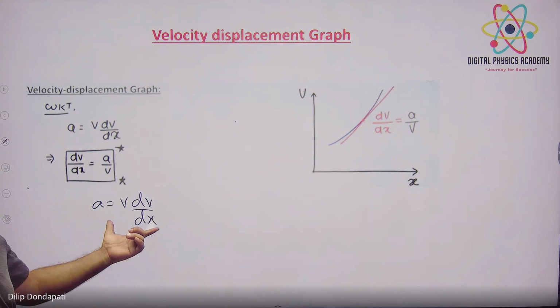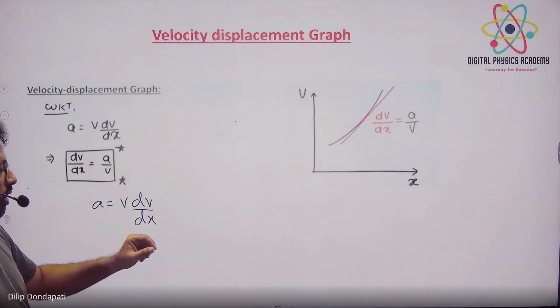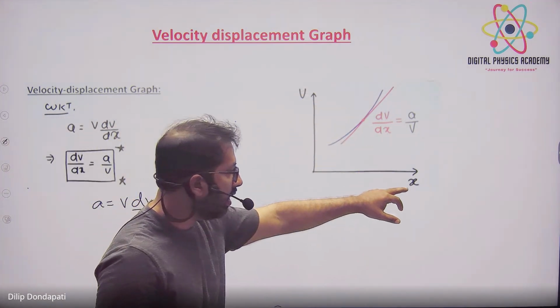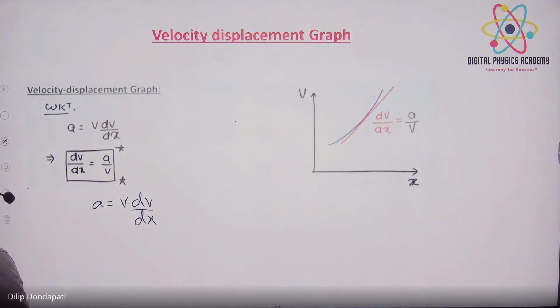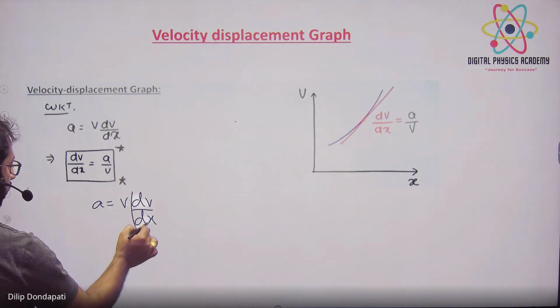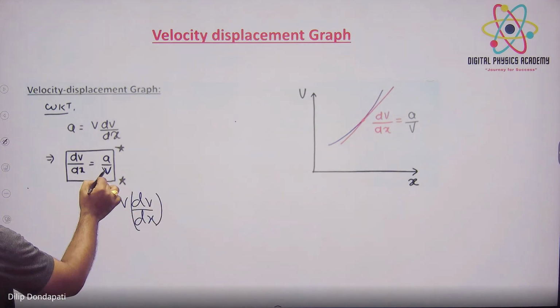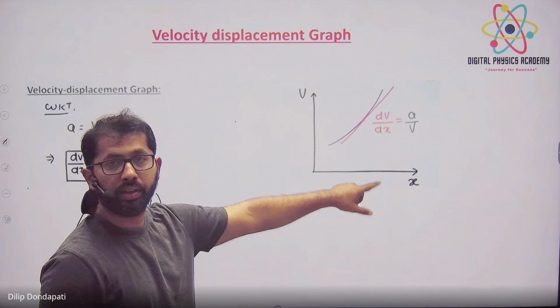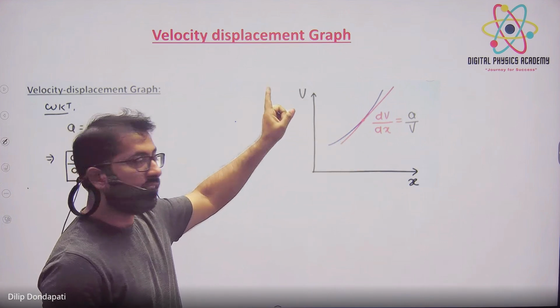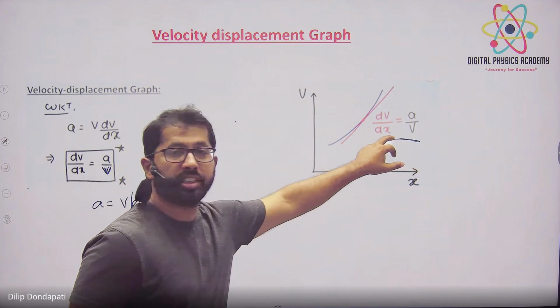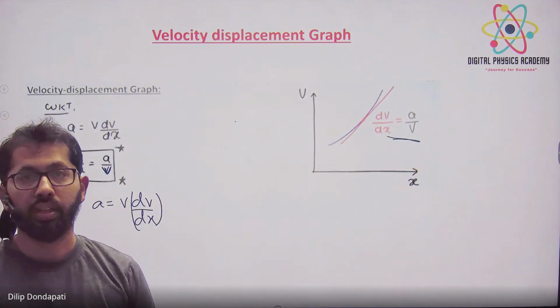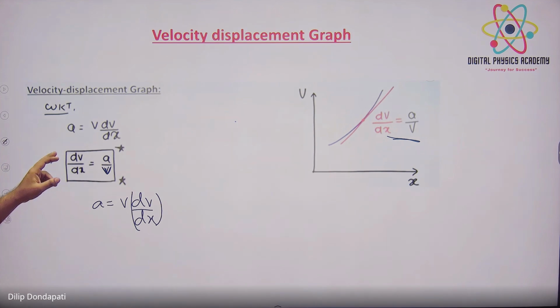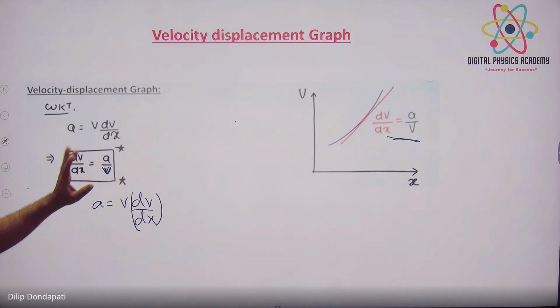This one formula, you know, famous formula, right? In the velocity-displacement graph, from this, what is dV by dx? dV by dx is how much? A by V, right? And dV by dx is nothing but slope. Slope of the velocity-displacement graph gives acceleration by velocity. That is the answer. Slope of the velocity-displacement graph gives A by V. That one you have to remember.